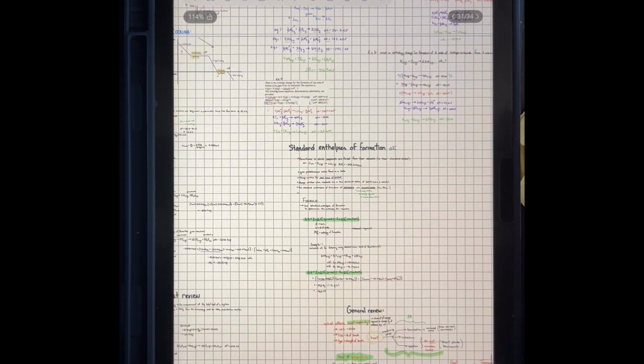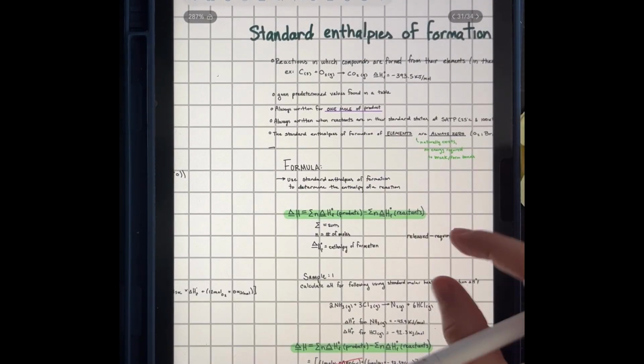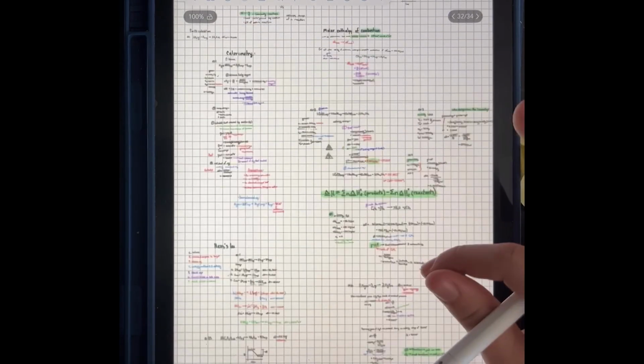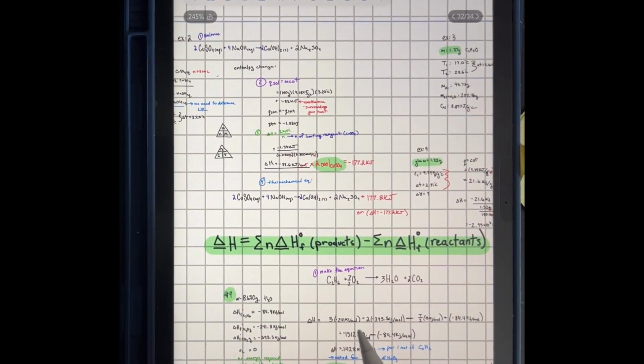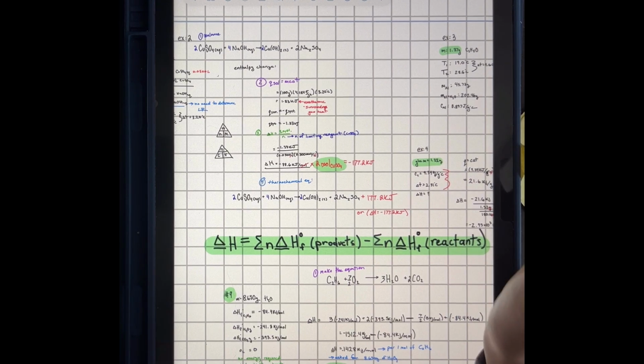So standard enthalpy of formation is essentially just following this formula. The enthalpy of formation is equal to the sum of moles times the enthalpy of formation of the products minus the sum of the moles times the enthalpy of formation of the reactants. So PR. Do not get them mixed up. It's PR, not RP.